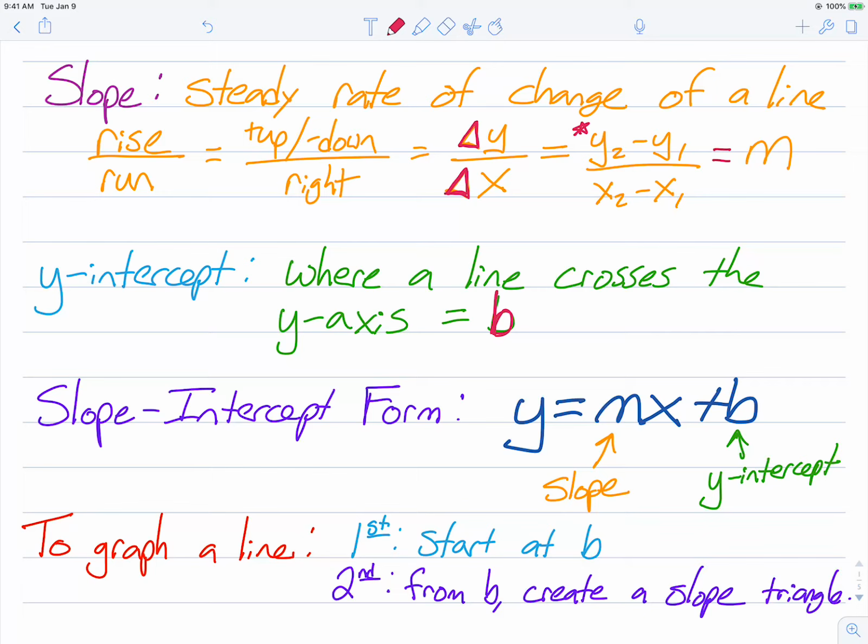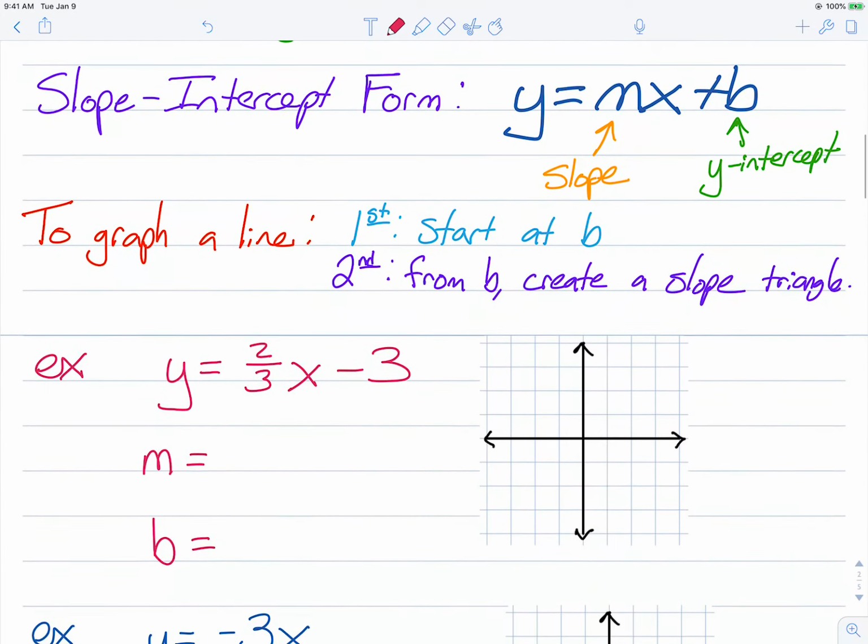First, you're going to start at b, which is your y-intercept, and then from b, you're going to create that slope triangle. You're going to go up and to the right or down and to the right, depending on if it's a positive or negative slope. So we're going to practice a couple.